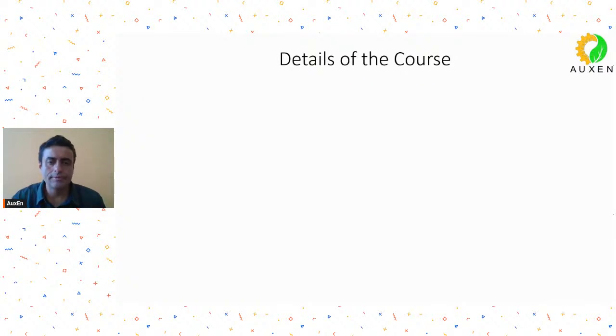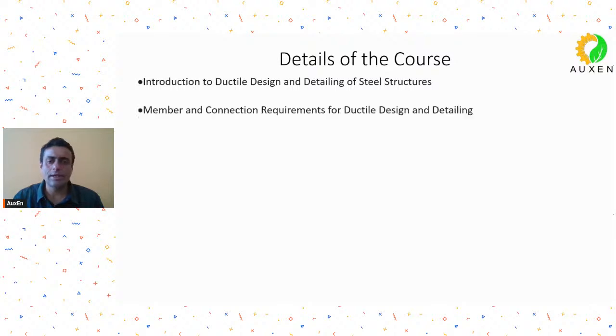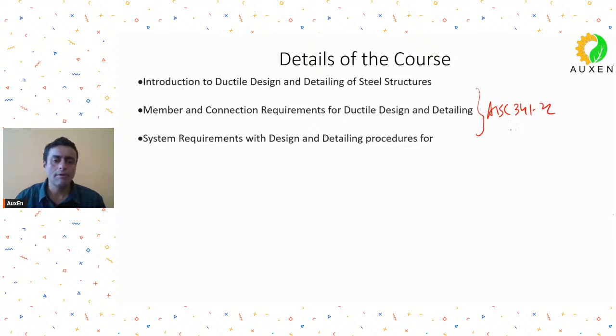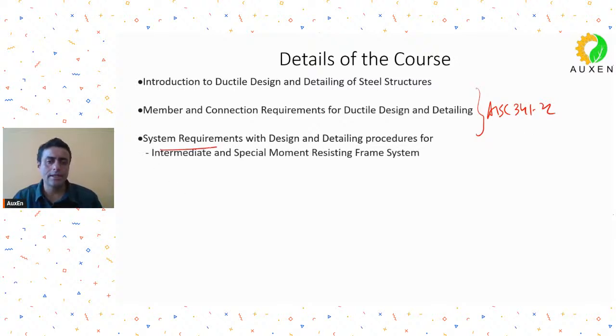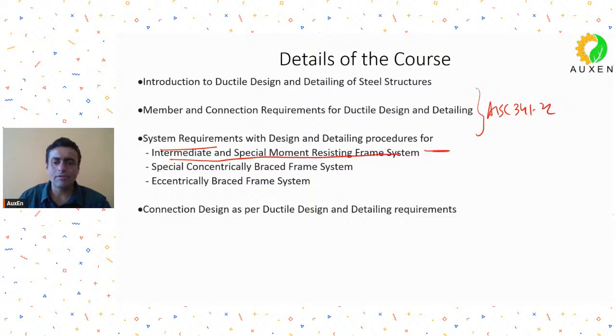Very good. Once the basic steel design is covered, then we will go to the ductile design and detailing. When we go to ductile design and detailing, there are specific requirements for members and specific requirements for connections. So all these things we will understand. This discussion will be based on AISC 341. Then we will go to the system requirements and the design and detailing procedure for different lateral load resisting systems. Mainly, we will focus on the IMRF and SMRF. This will be our main focus.